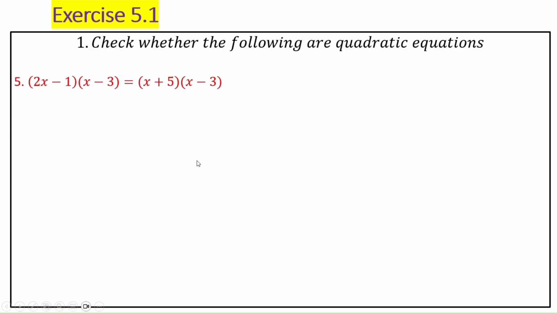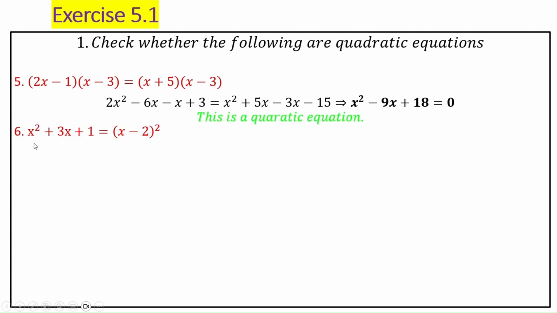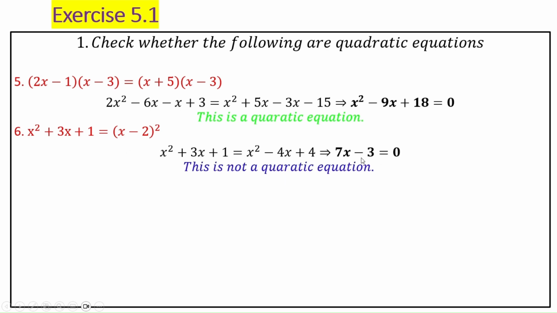Okay. So here you have a 2x square term and x square term. So you will be left with x square term. So it's a quadratic equation. You have a x square term on the LHS side. From the x minus 2 whole square expansion also you get 1x square term. Both will get cancelled. So it is not a quadratic equation. Okay, it's a 7x minus 3 equal to 0.